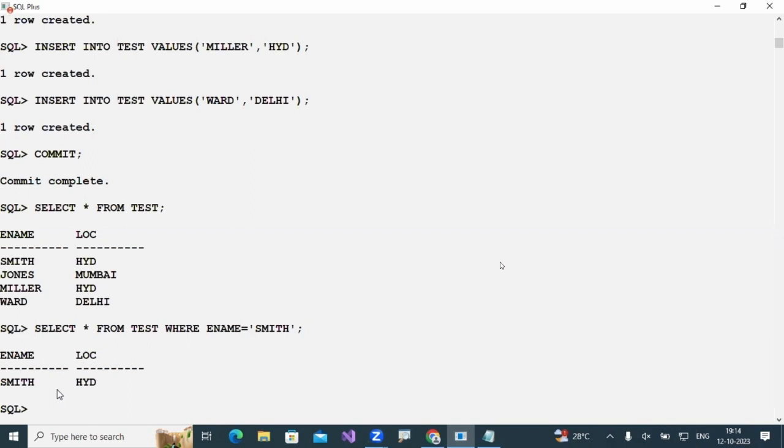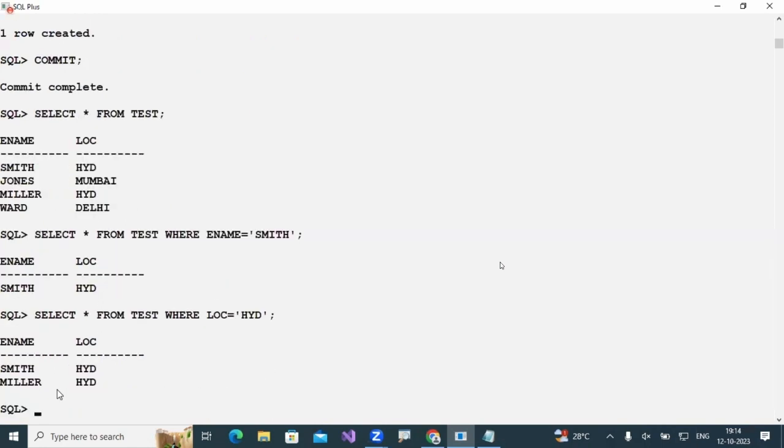I don't know the location. In the question, did the interviewer mention a location name? Is there a location name in the question? No. If I knew the location name, yes, I could write it: LOC equals Hyderabad. Yes, I can write that, but my problem is that in my question, we don't know the location name.